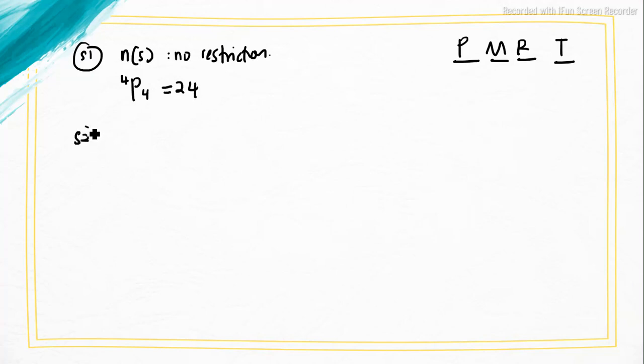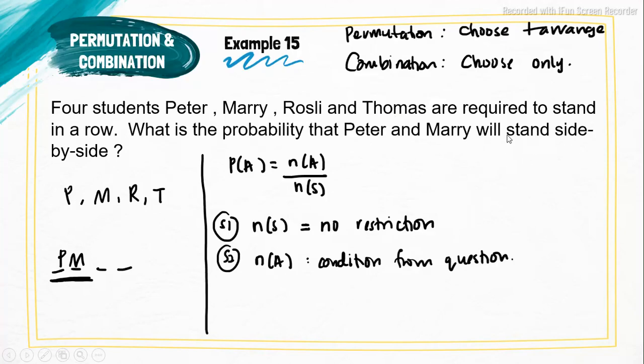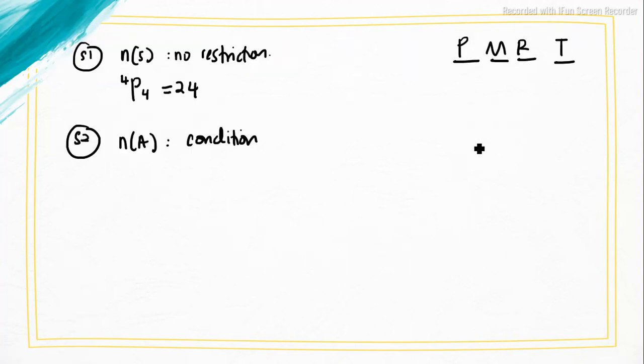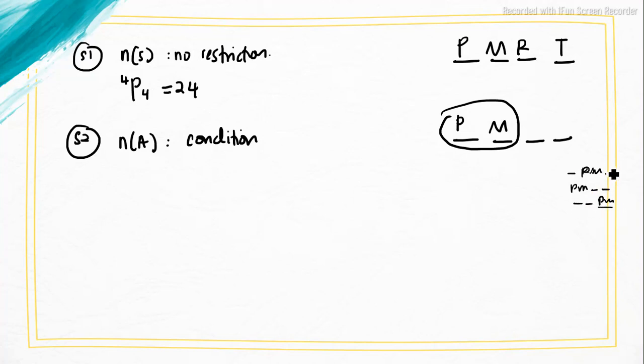Okay. Second step, kita nak cari NA kita. Condition from question lah. Dia kata apa? Dia kata Peter and Mary always stand side by side. Okay, so maksudnya kamu ada 4 tempat, tapi Peter and Mary ni sentiasa duduk sama-sama. Boleh jadi Rosalie, Peter, Mary and Thomas. Boleh jadi Peter and Mary ada dekat depan, 2 orang kat belakang. Boleh jadi 2 orang kat depan, Peter and Mary kat belakang. So, berapa banyak probability yang kita boleh ada ni?